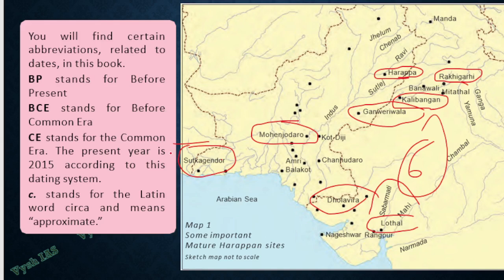So like this, every page is important, every dot is important, because last year, if you see, many map-based questions came, especially from your NCERT class 12 textbook.